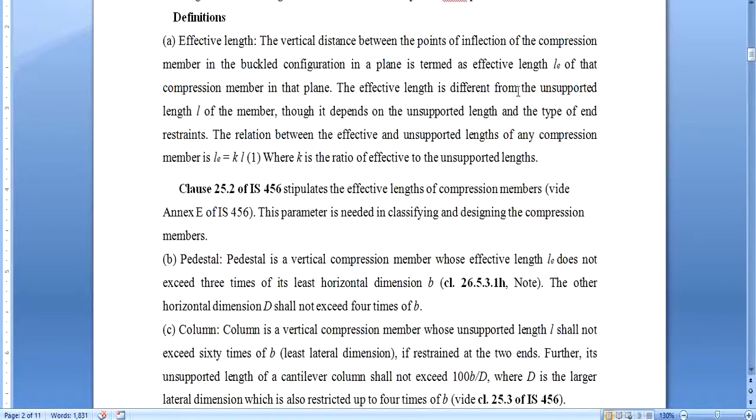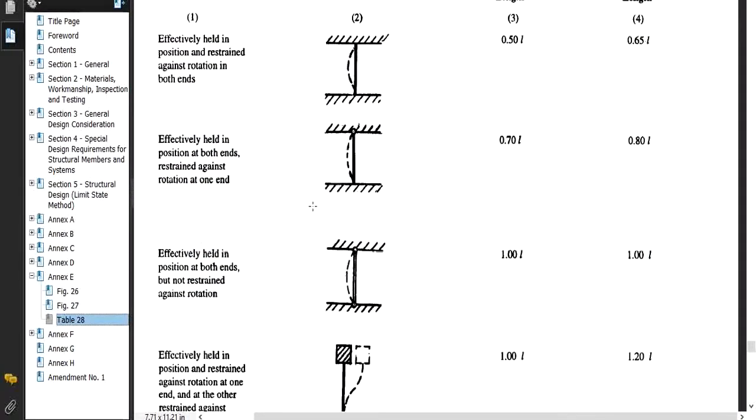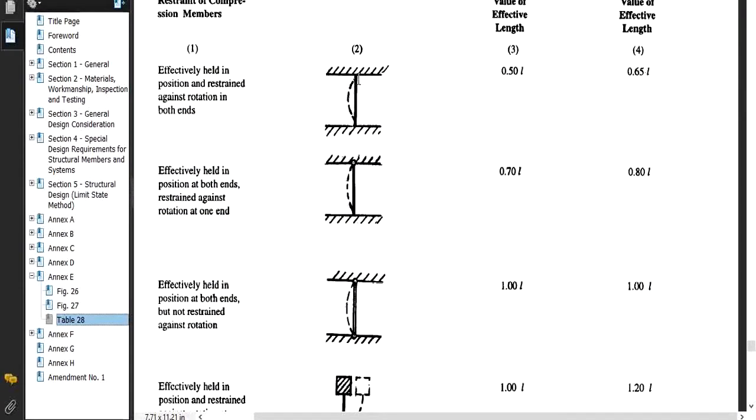The effective length is very much different from unsupported length L. So what is effective length? You can see over here. I will take the example of this particular diagram. Unsupported length means the length from this particular end to this particular end. Whatever the clear length between two supports is, that is called unsupported length.